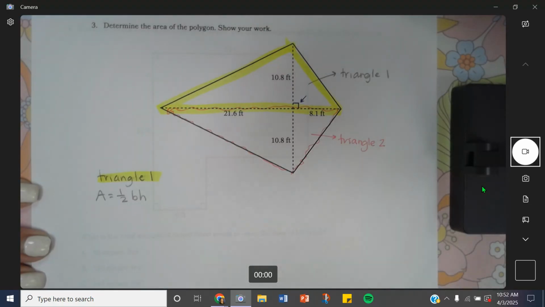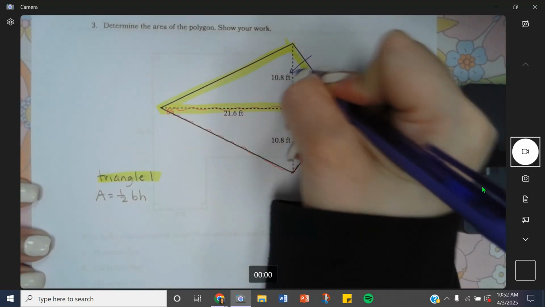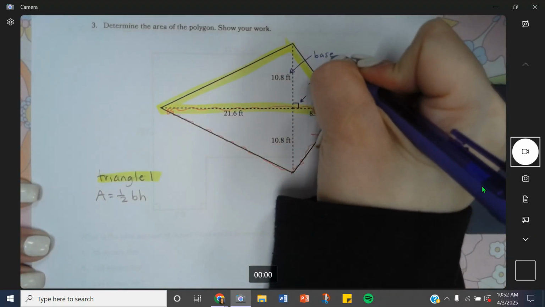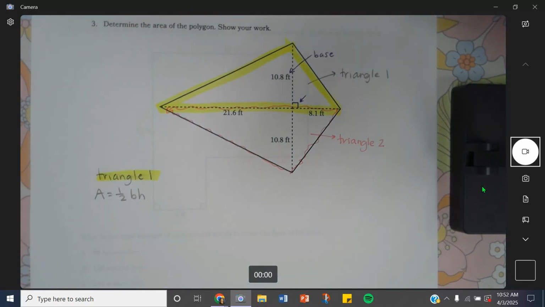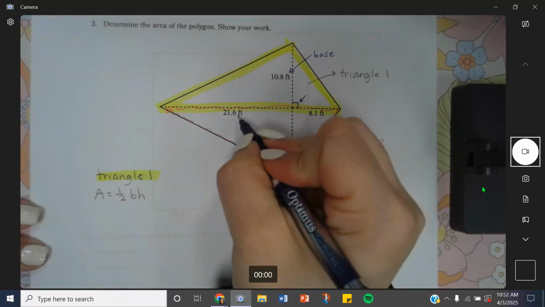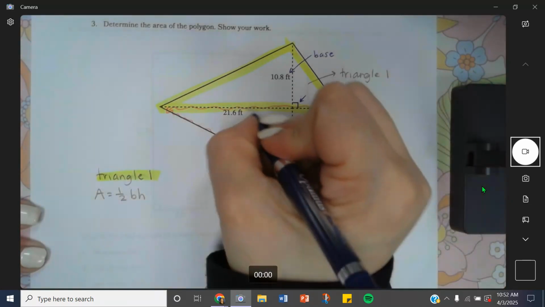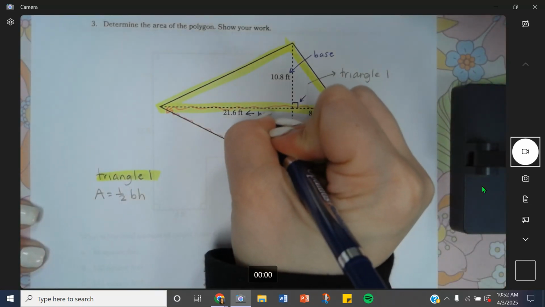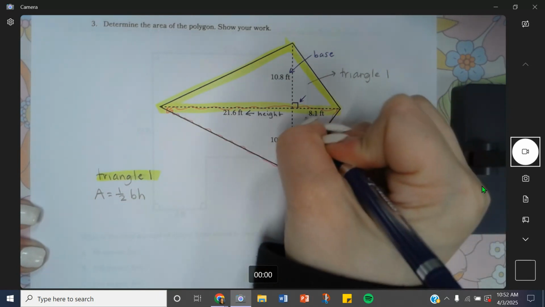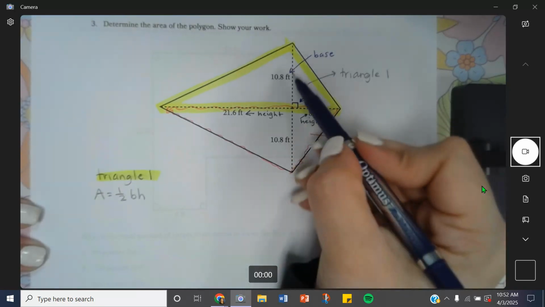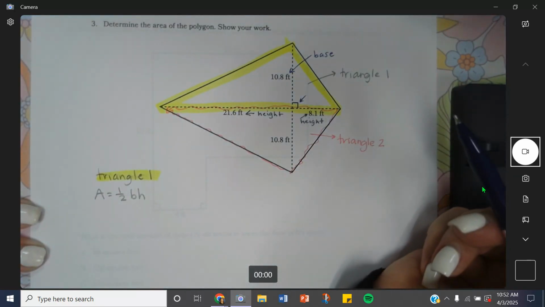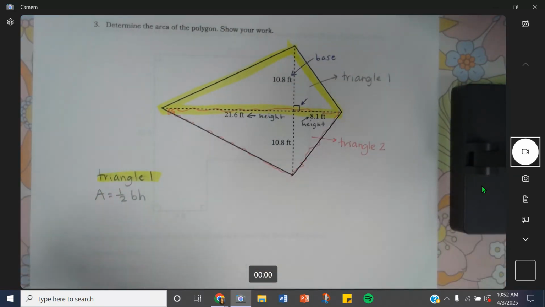So let's label 10.8 as our base. And then let's label 21.6 and 8.1 as the height. And again, with base times height, you can flip-flop the base and the height. So if you wanted to call this the height, you can call that the height. And if you wanted this to be the base, that could be the base. And that works because of the commutative property.